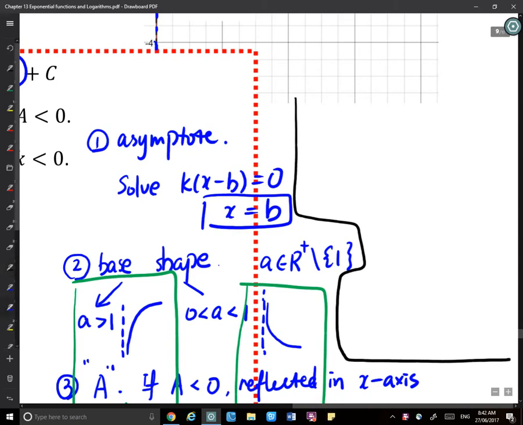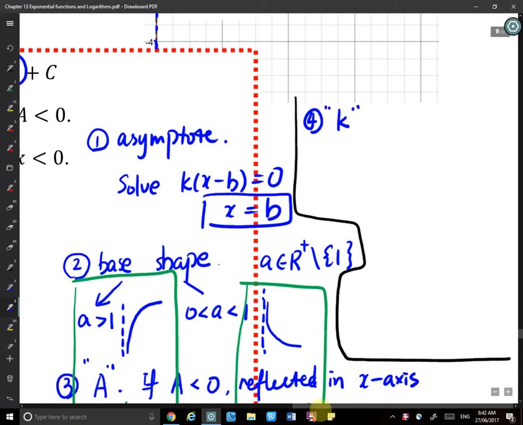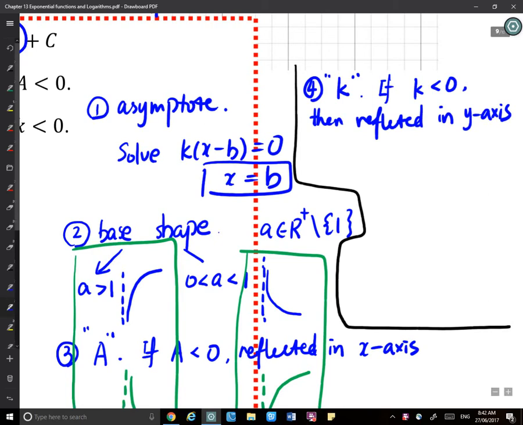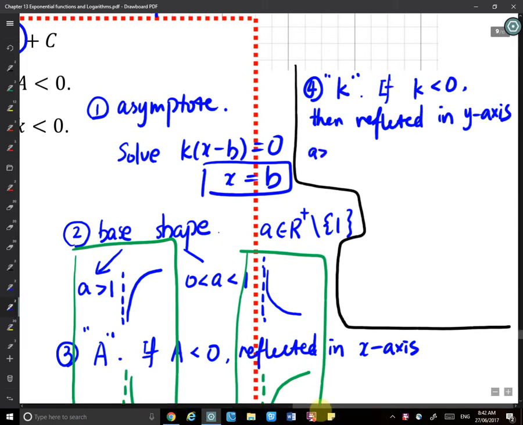And number 4, the K value. If K is smaller than 0, then it's reflected in the y-axis. Okay, the y-axis is that way. So the first base graph, the first one, where the base is greater than 1, will be reflected in the y-axis. We'll have that one.